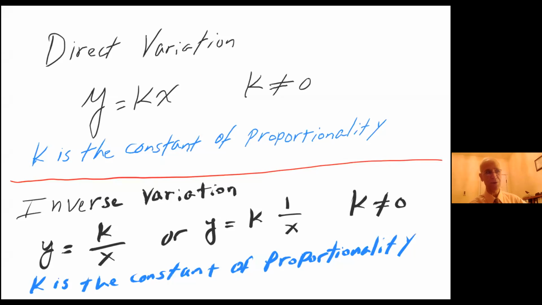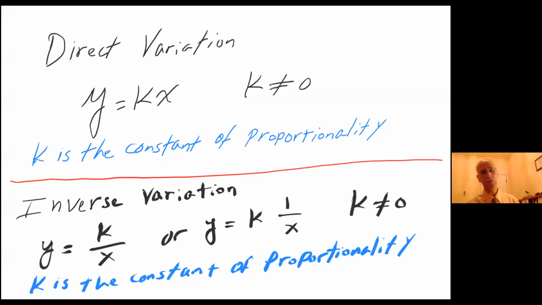So let's talk about direct variation and inverse variation. If two things are related, such that if you increase one of them, the other one increases, then they have direct variation. For example, think of fire and gasoline. Well, the more gas you add to the fire, the more fire you're going to have. So it has direct variation.